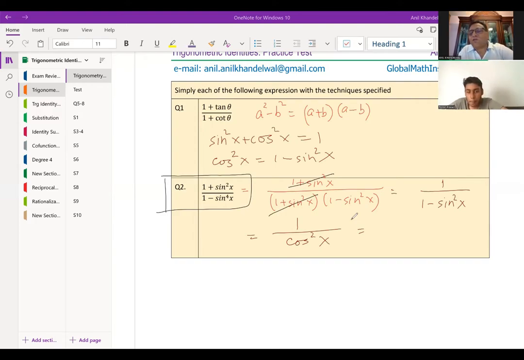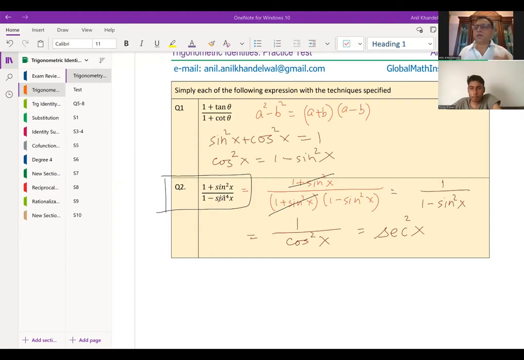Now what is the reciprocal of cos? 1 over cos x is secant x, right? So I can write this as secant square x. You get the idea? So we have simplified this term to secant square x, correct? Do you see how we did it?